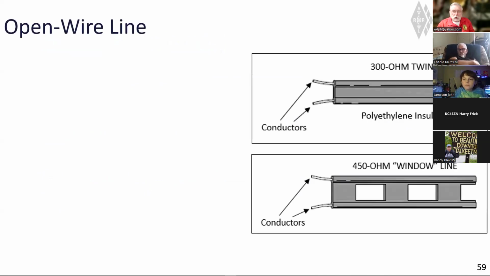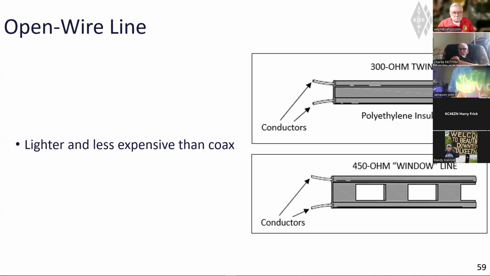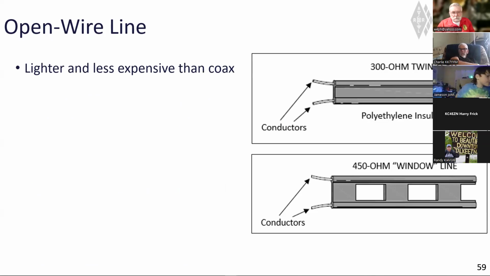Now, this is what open wire line looks like. Those of you that are a little older might remember the 300 ohm twin lead is your common antenna connection for your TV. And the 450 ohm window line is what's used quite often in amateur radio equipment, in that you have much less loss with a long run with those, but you have to be careful not to get it around metal objects. Lighter and less expensive than coax.